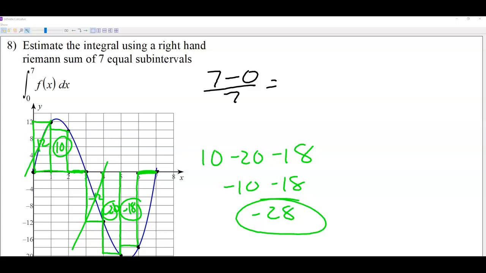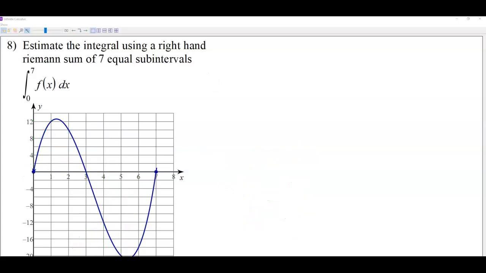So what did I do here once again? I went through and I put dots at every x value. And then I drew my little lines, drew the rectangles, found the area. Let's do another one here.